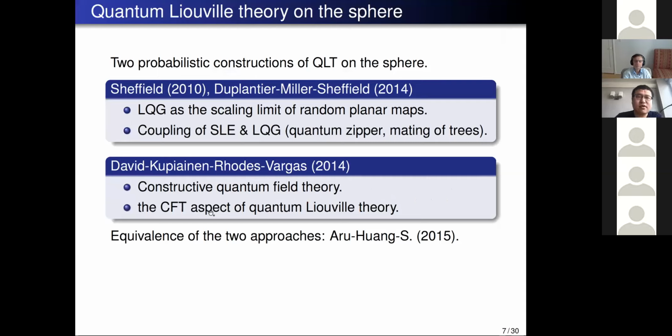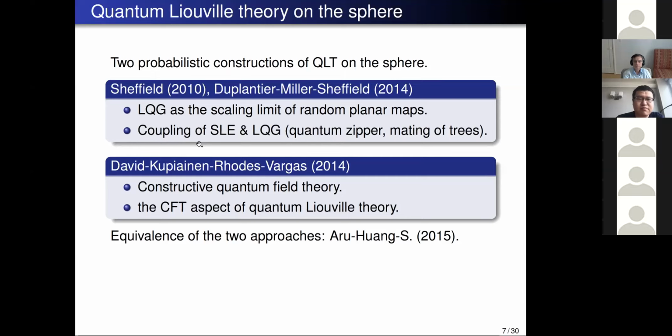Okay, so let me start by defining the quantum Liouville theory on the sphere. In mathematics, there are 2 probabilistic constructions of this theory. One is due to Sheffield and Duplantier-Miller-Sheffield. And this is based on the intuition that Liouville quantum gravity is a scaling limit of random planar maps, and it intensively uses the coupling between SLE and the Liouville quantum gravity.